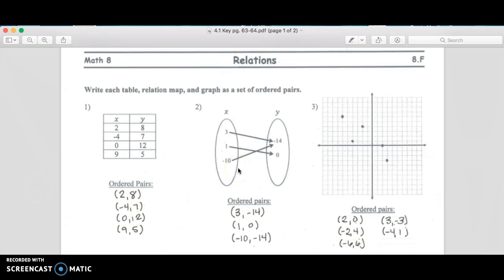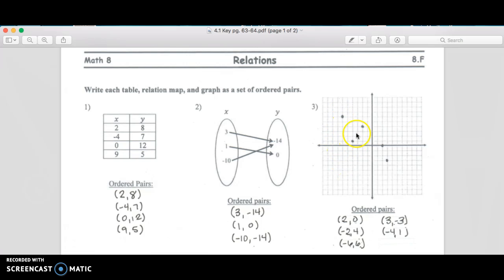With the relation map, here we have 3, we get out negative 14. So 3, negative 14 is the ordered pair. 1 goes with 0, therefore our ordered pair is 1, 0. The x is negative 10, the y is negative 14.